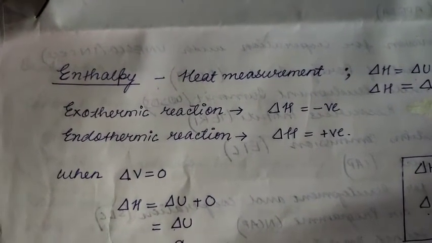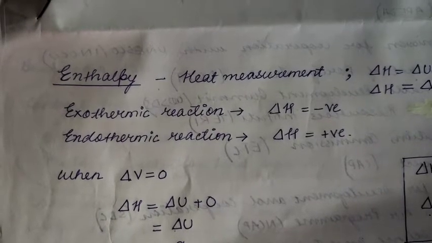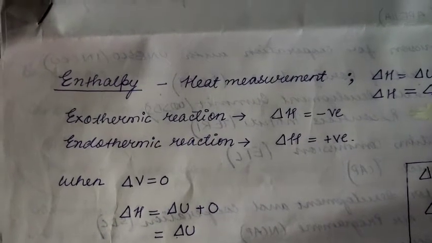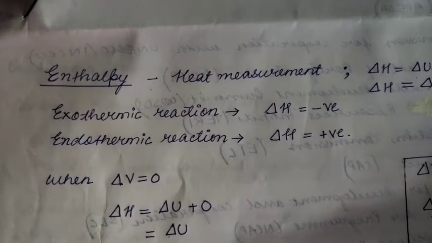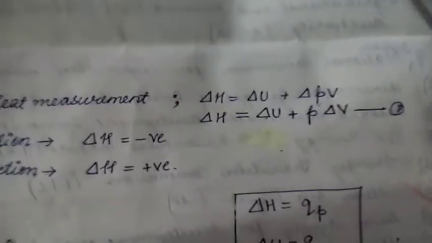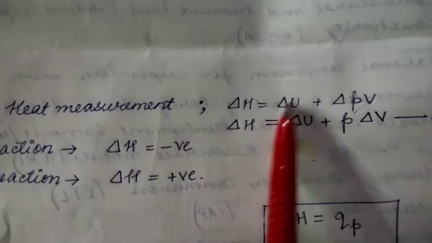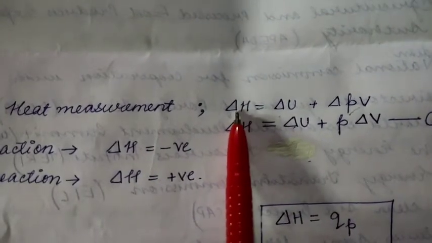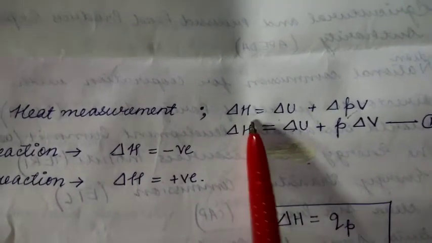Today we'll discuss first about enthalpy. Enthalpy means heat measurement, the amount of heat stored in a body, and it is designated with H. The change is designated as delta. So if we talk about the change in enthalpy, we have to write delta H.